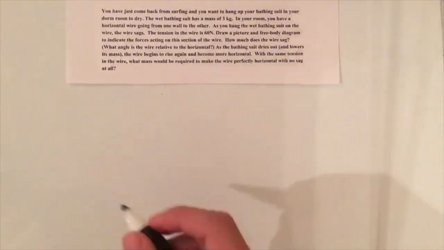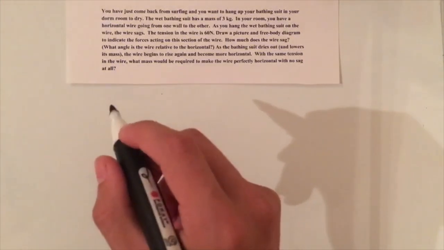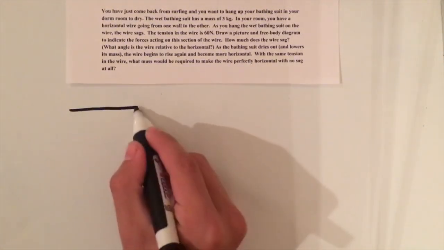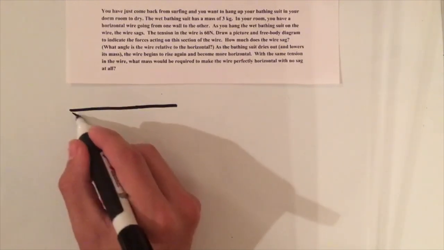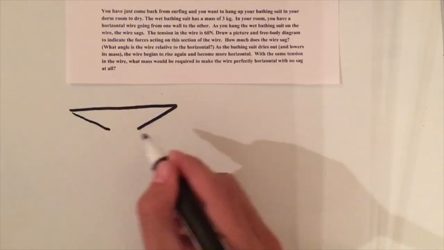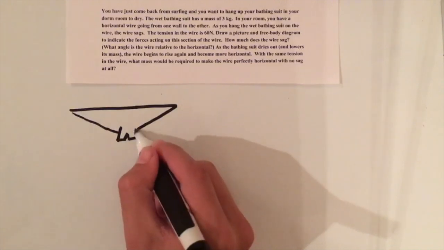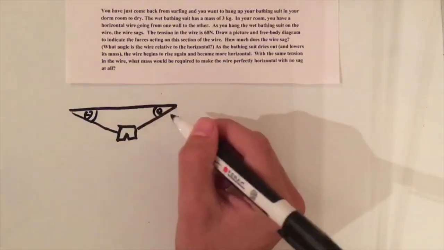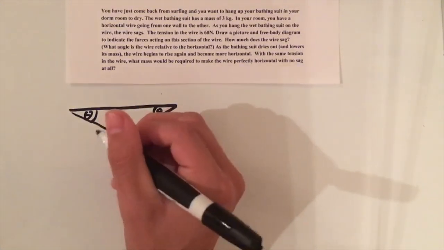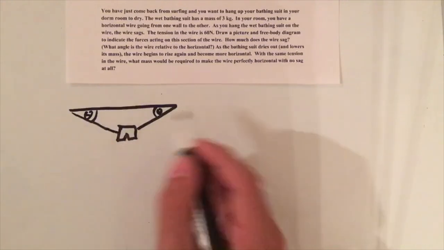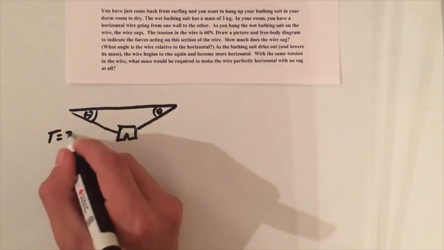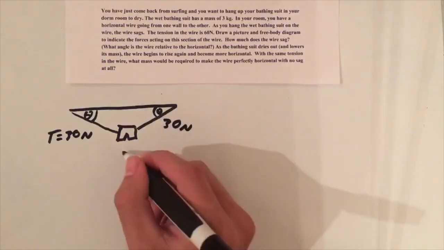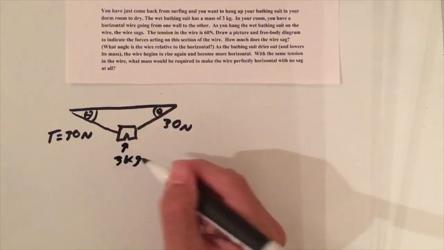So I'm just going to do part A, which is drawing a picture and a free body diagram. The picture would look like this: this would be the horizontal wire in your room. You have the 2 tension lines, and this is your bathing suit with an angle theta here and angle theta there. Since the tension is 60 newtons, this would be divided into 2. So the tension for these is both 30 newtons, and the bathing suit is 3 kilograms.